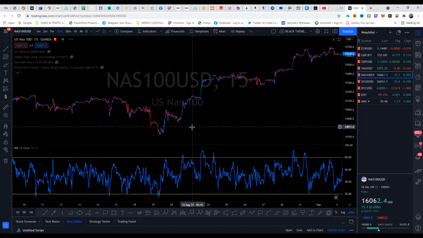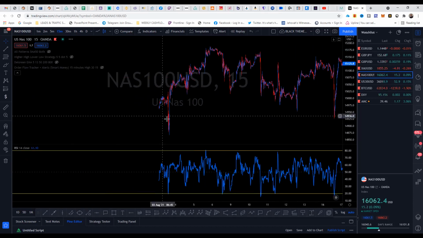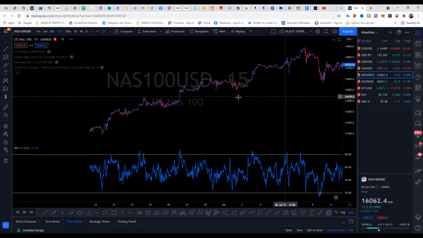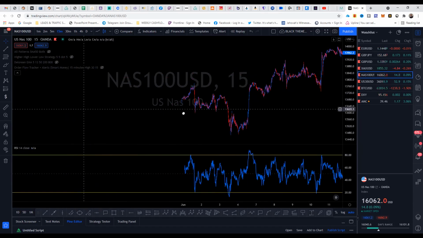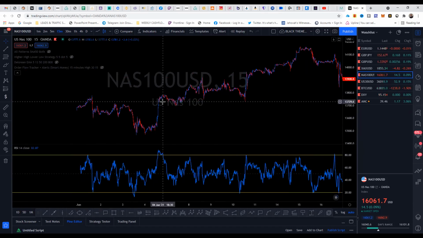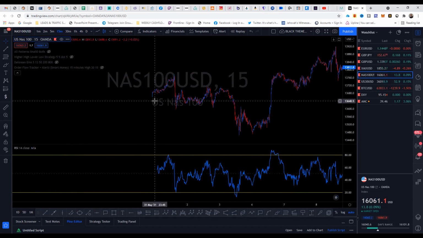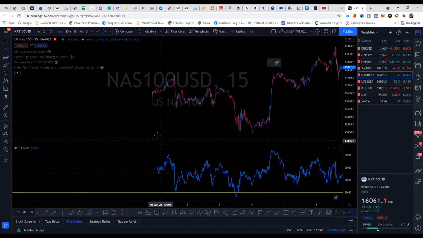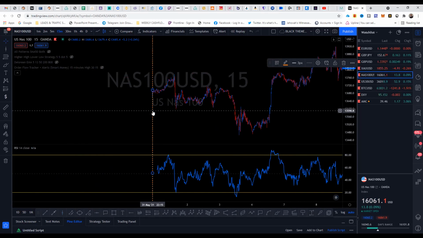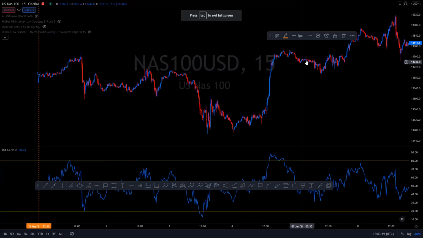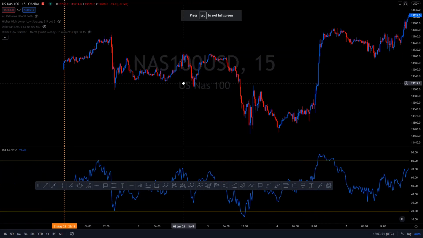First thing we're going to do is mark up market structure from the 15-minute to the 4-hour time frame. And that's as far as it's going to let us go. So let's go ahead and put our vertical line here. All right, let's get started.